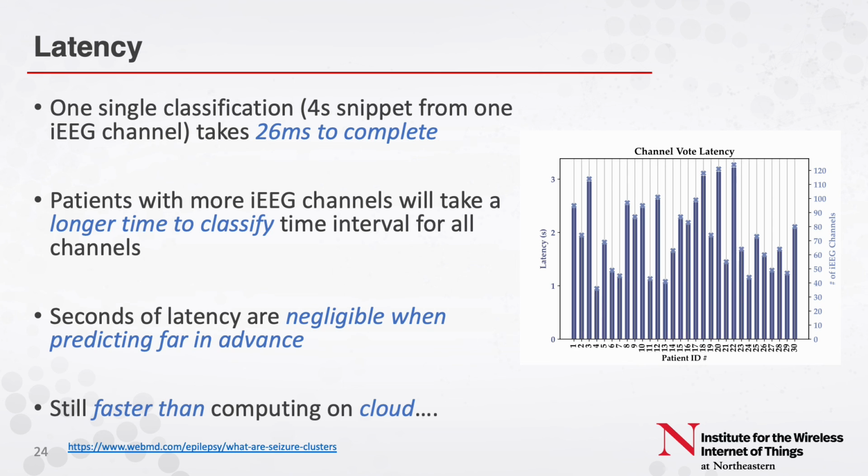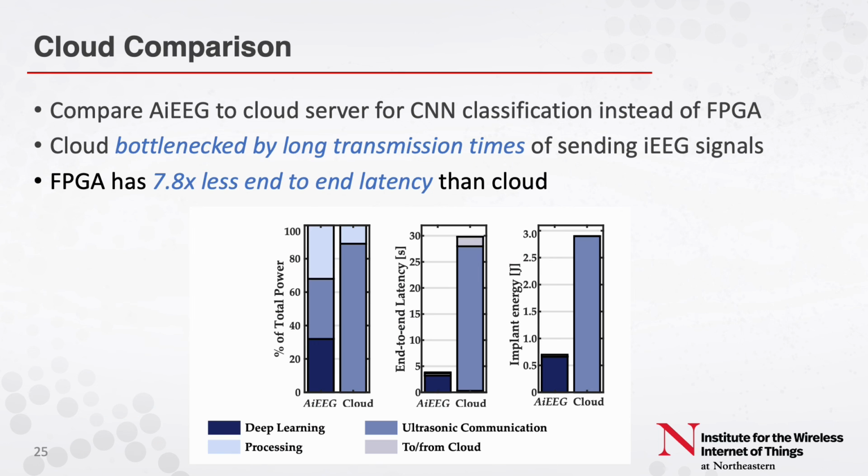And it is still actually faster than if we were to compute without the FPGA using something like, let's say, the cloud. So we actually compare our FPGA's performance to a cloud-based method, meaning how would the system perform if instead of doing the deep learning classification at the edge on the FPGA, we instead transmit the raw AiEEG signals outside the body to the cloud to do the classification. And disregarding the privacy implications of doing such a form of prediction and classification, the cloud-based method still takes a longer time and requires more energy, as seen on this picture on the bottom here.